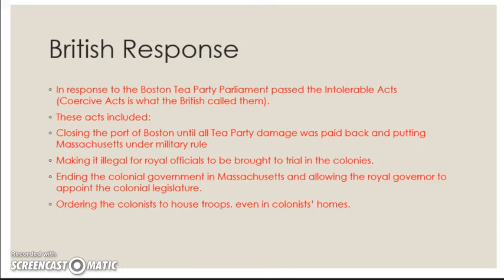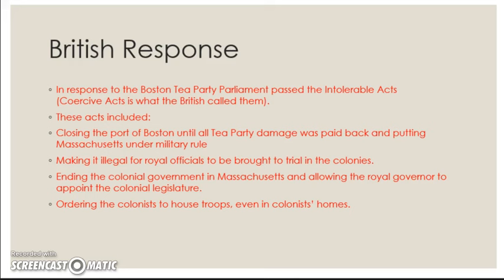Well, the British were not happy with the Boston Tea Party, and they respond by passing what were called the Intolerable Acts. This is what the colonists called them. The British called them the Coercive Acts. And in these acts, they basically shut down Boston, Massachusetts, put it under military rule, and closed the port until the damages were paid for.